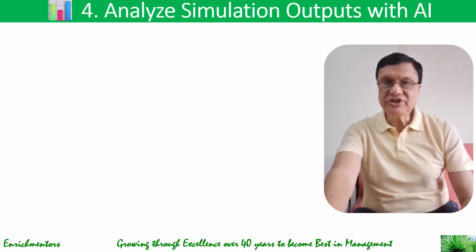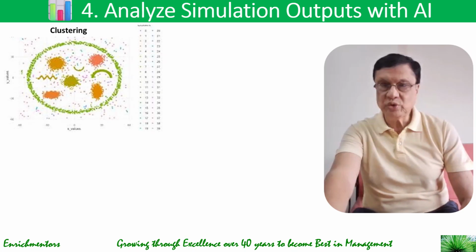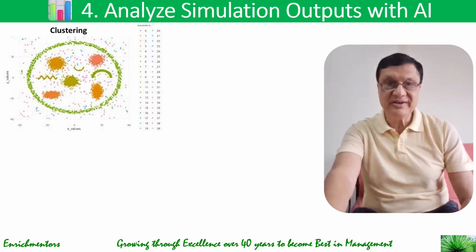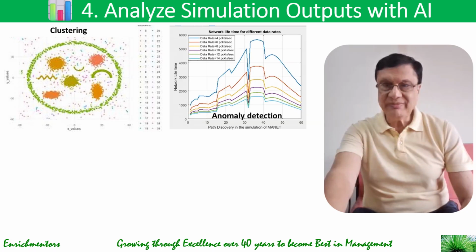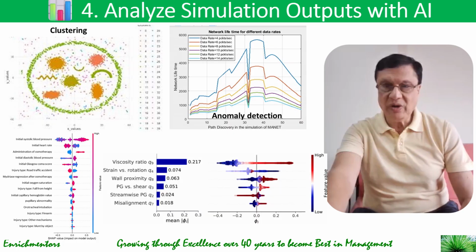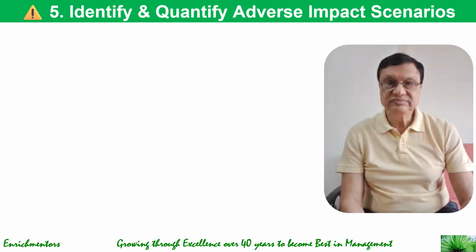Then you analyze simulation outputs with AI, and there are many techniques that you can use. You can use clustering to group similar outcomes for better understanding. You can use anomaly detection to spot rare but catastrophic scenarios like COVID-19. And you can use Shapley distribution or feature attribution to understand what drives high risk outcomes. So, like this, you can analyze simulation outputs with AI.